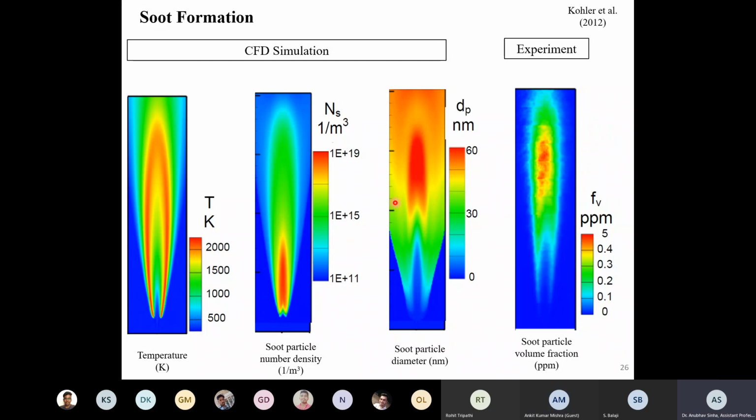Yes, sir. Why does it decrease after that? I mean, the red zone is basically just at the spot, right? After that, it goes orange and then it turns to red. Why? So we have oxidation also, right? These particles will get burnt. Sir, the flame front is curved over here, not like a straight line.